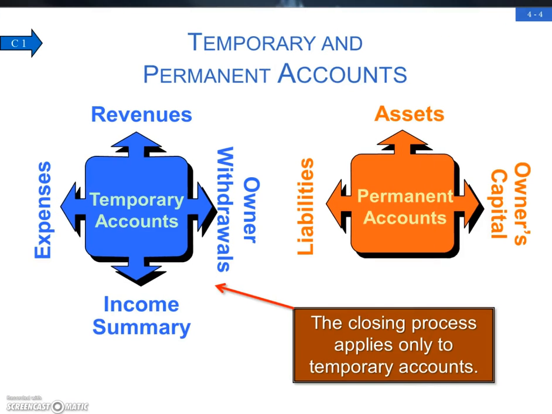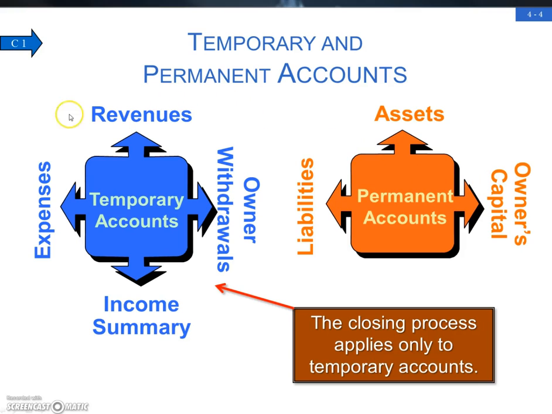This slide just kind of describes and summarizes what our temporary accounts are. Those are revenues, owner withdrawals, and expenses, and that new account that we're going to learn called Income Summary. Everything else is permanent. We do not do any closing entries or close them out. They are permanent. And the reason is we're never going to close out an asset, right? Not unless we sell the thing. And we're not going to close out a liability unless we pay off the debt. We're also not going to close off owner's capital unless we go out of business and or pay out an owner what we owe them.